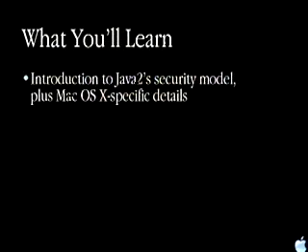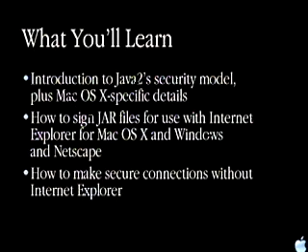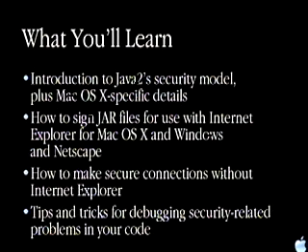And specifically, what you're going to learn about: I'm going to give you an introduction to the Java 2 security model, plus the very few OS 10 specific details that there are about it. We're going to talk about how to sign jar files that will work with Internet Explorer on OS 10 and the Windows version of Netscape. And finally, how to make a secure connection without Internet Explorer. That includes in your application. And finally, I'll give you some tips for how to debug security problems in your code if you ever get an exception that you don't know how to deal with.